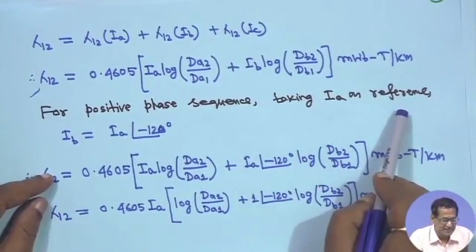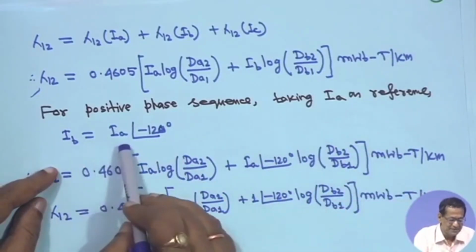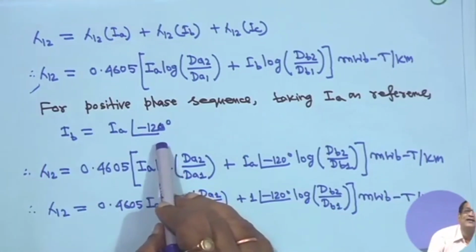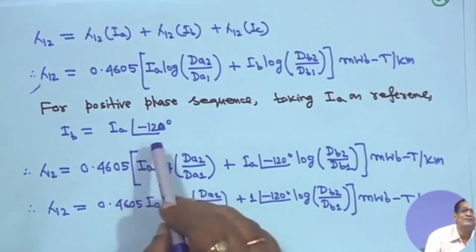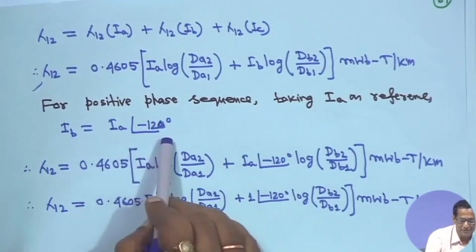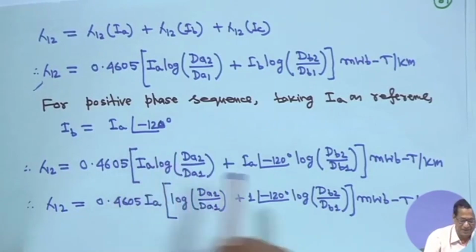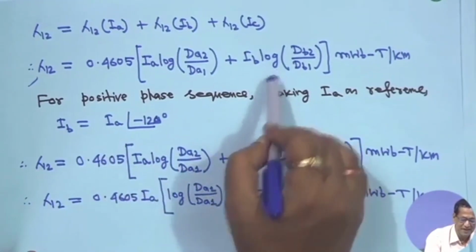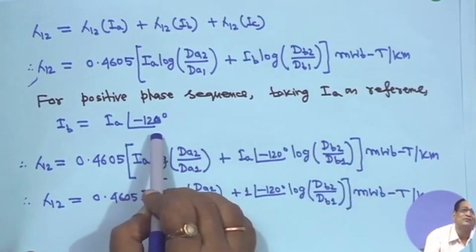Now, for positive phase sequence take IA as a reference. Therefore, IB will be equal to IA angle minus 120 degree. I am not showing the phasor diagram of IA, IB, IC because we have seen it earlier, so it is understandable, right. So, IB is equal to IA angle minus 120 degree for a balanced system.